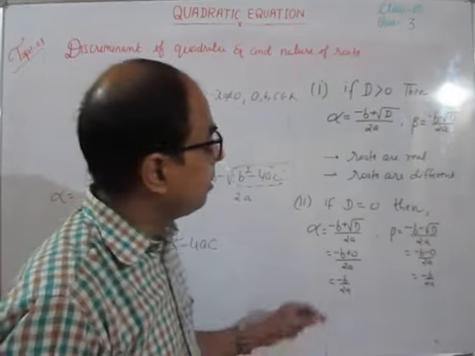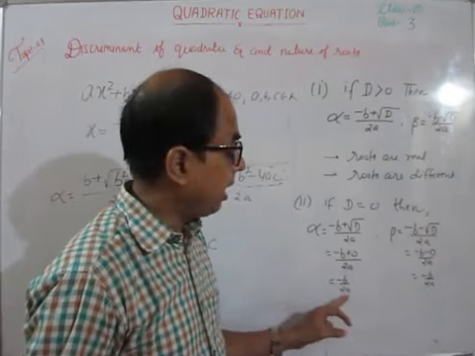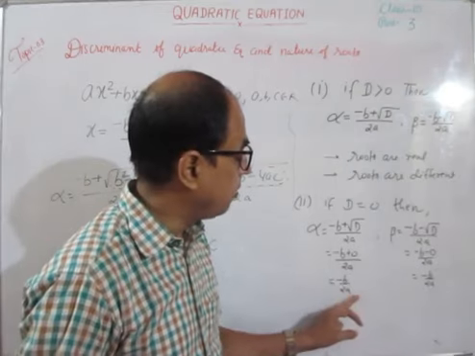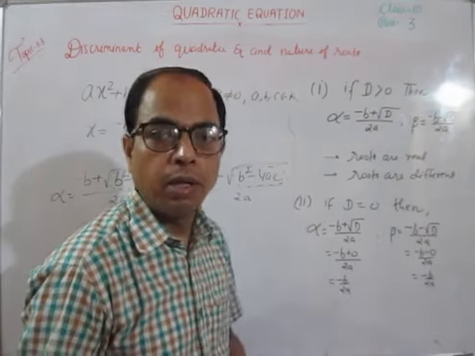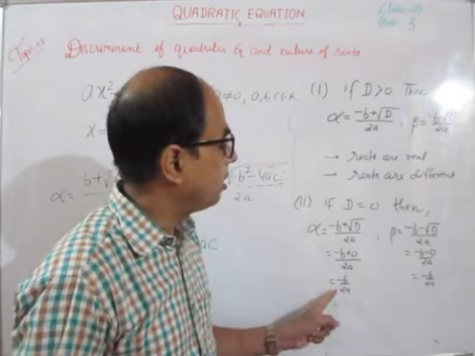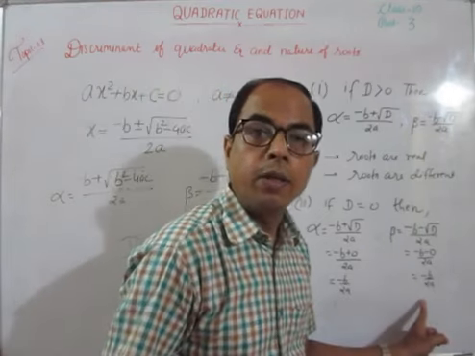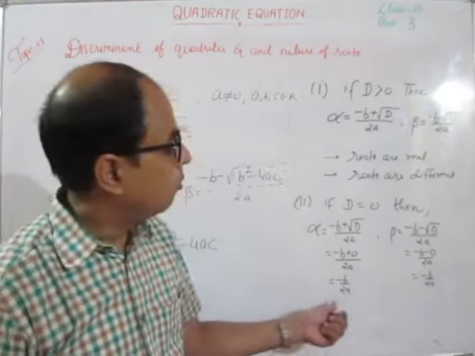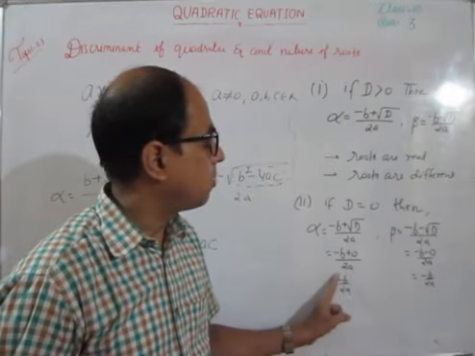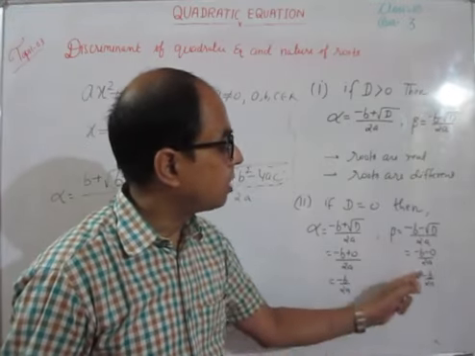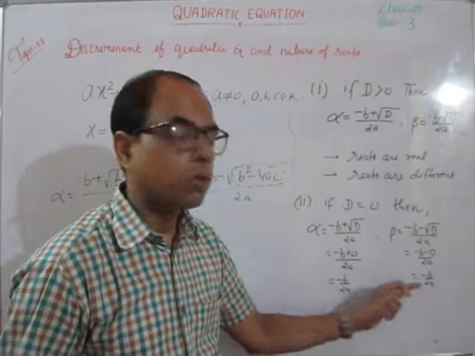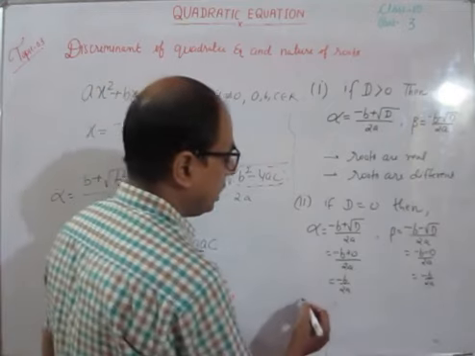Now you can see b is a real number, a is a real number, so of course this value will be a real number. Operation between real numbers will give a real number. So alpha is a real number, beta is also a real number, and you can see both roots are equal. Alpha is minus b by 2a, beta is also minus b by 2a. So in this case, what is the nature of the roots?